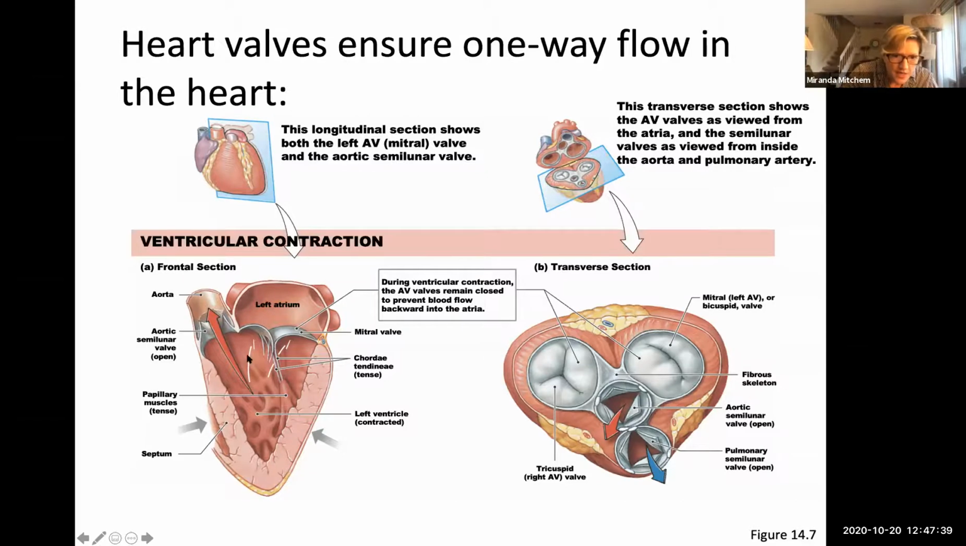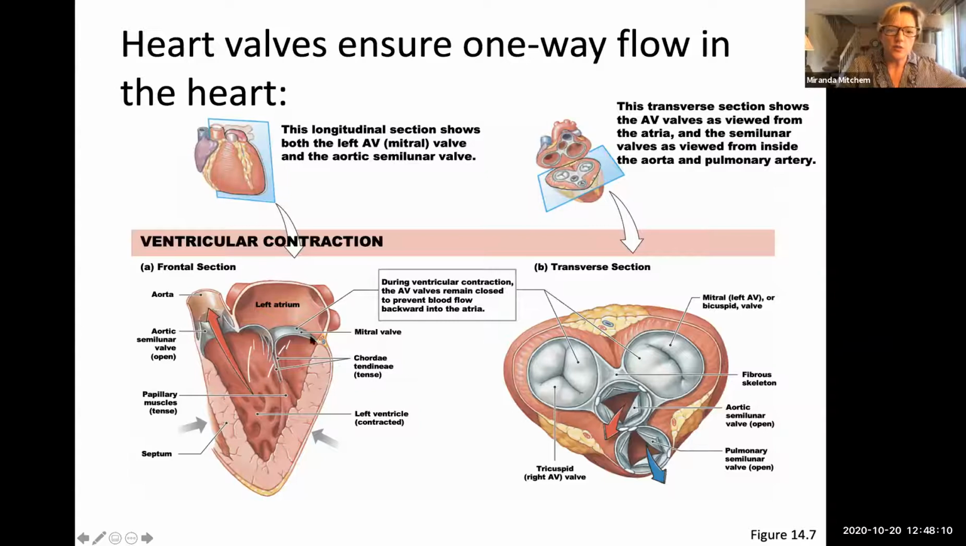So you can see the left atrium. Here is the mitral valve. The chordae tendineae are attached to the papillary muscle, which in this case is contracted. So you can see that it's closed. The left ventricle is contracted, and the AV valve is closed. The aortic semilunar valve, though, is open.